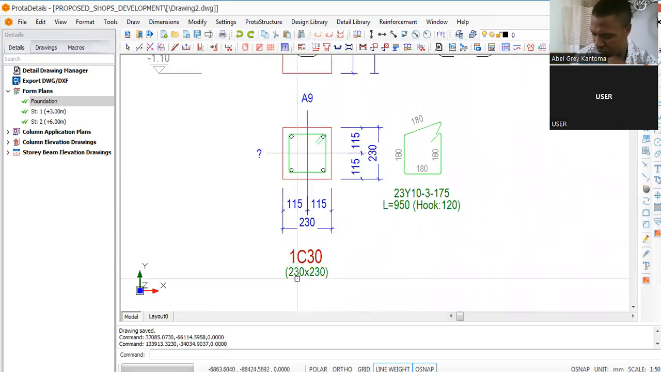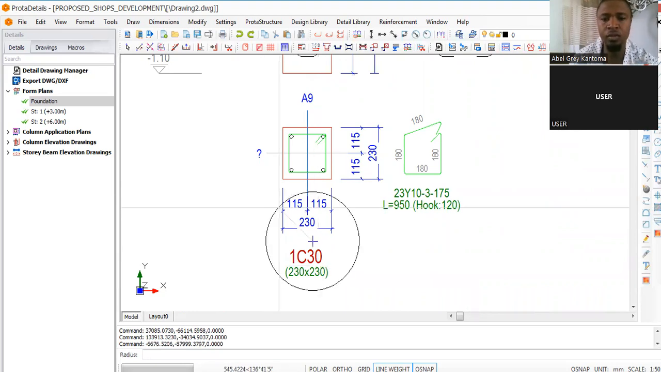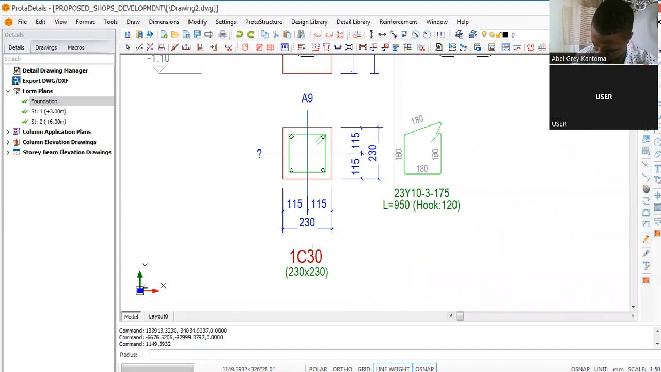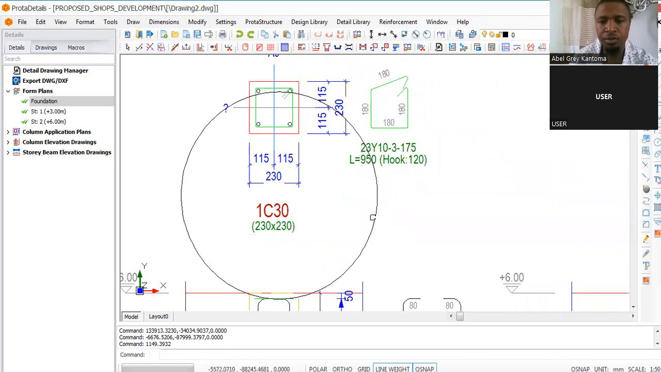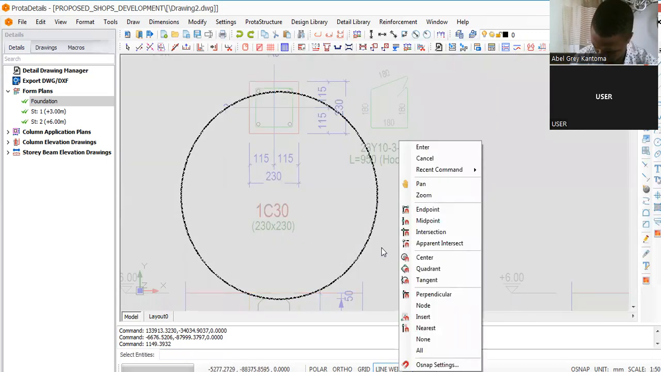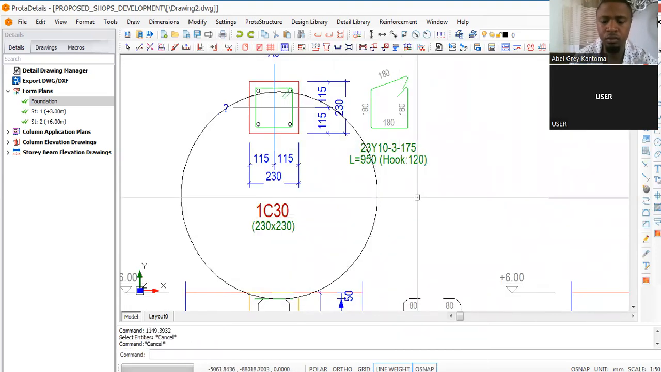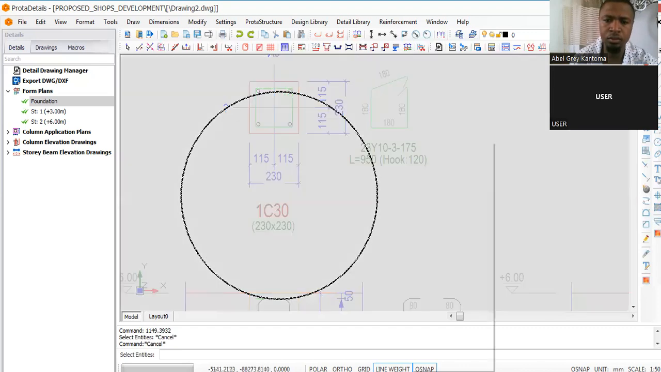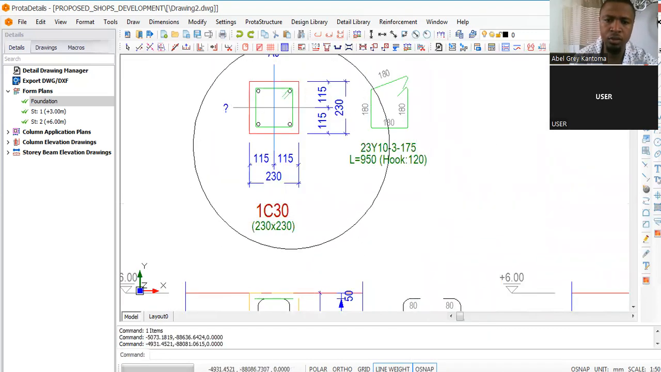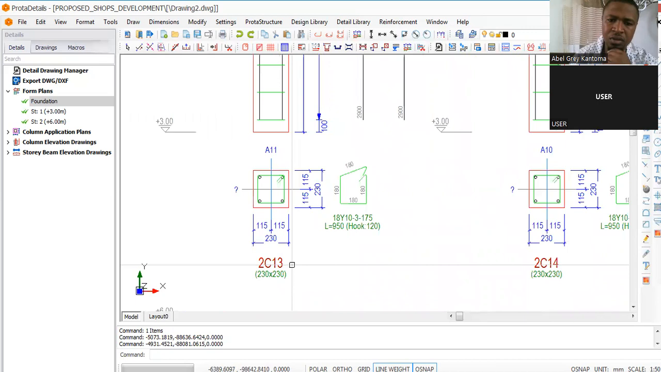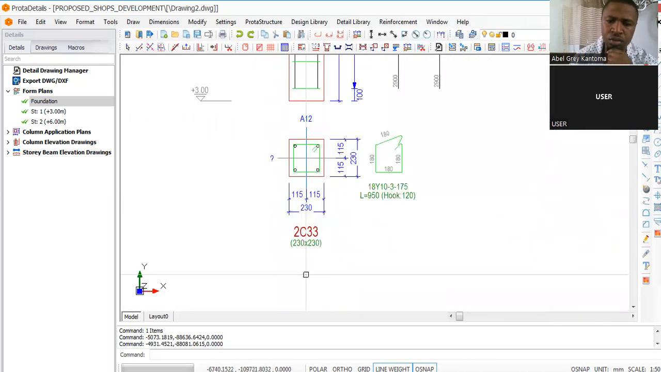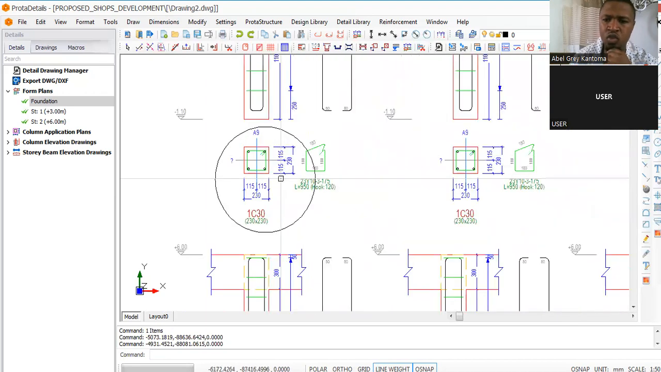Here you can see 1C30. I'm going to cycle this 1C30. Just relax. Let me explain something. This is 1C30. It means story 1. 1C30 is for story 1.